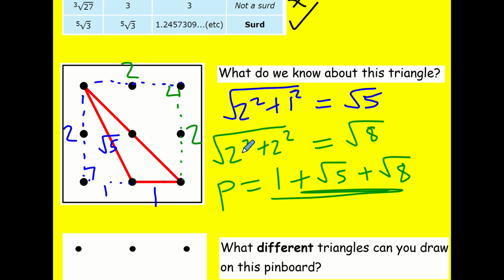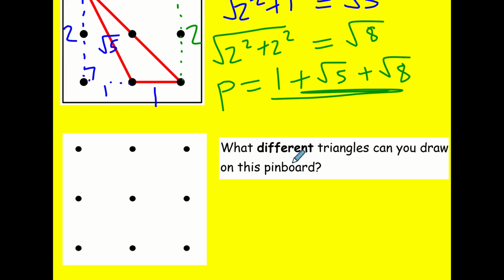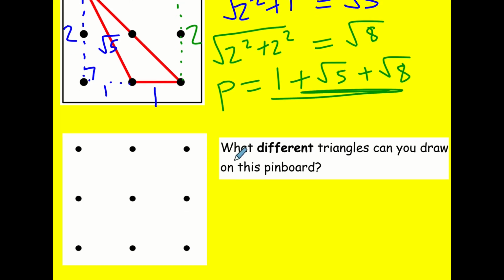So my question for you is, if I got this 3x3 pin board, what different triangles can you draw on it? Okay, so you've got to connect the dots. You can't just draw a triangle like this. That's meaningless. What I want you to do is use the dots on the pin board as the vertices. So see if you can find them all. Spend some time on it. And then I want you to calculate the perimeter of each of your triangles. Please have a go.